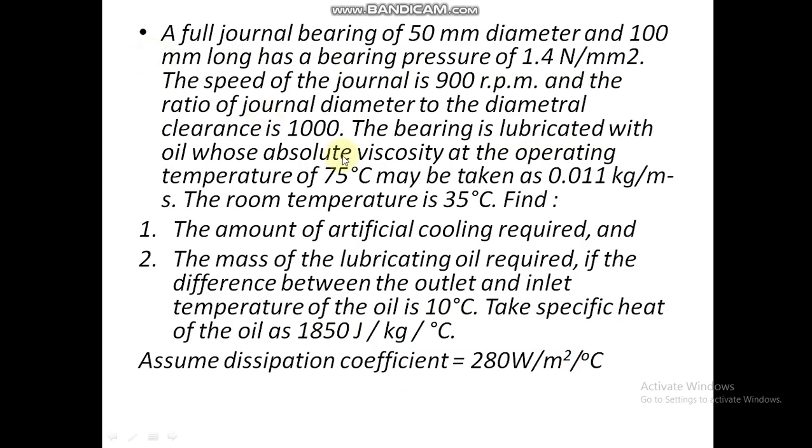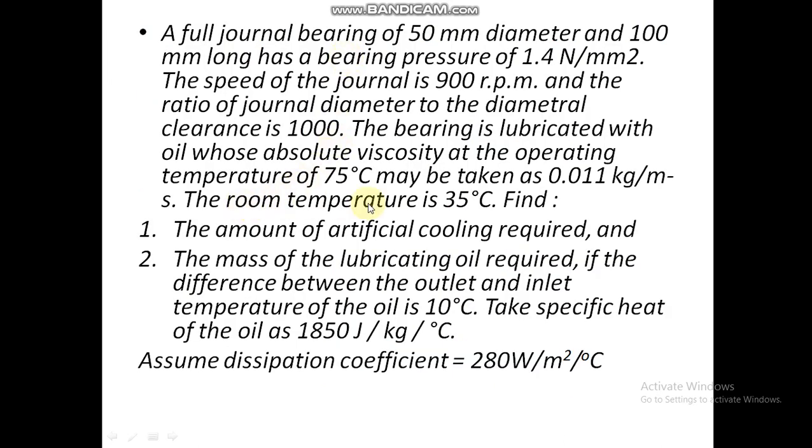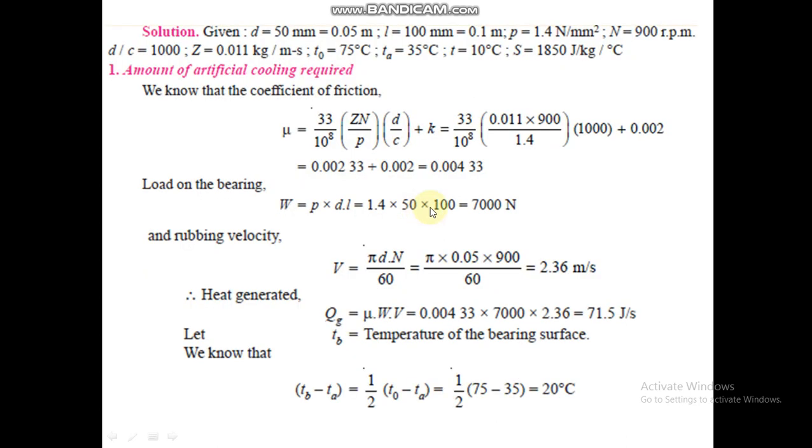Bearing is lubricated with oil whose viscosity at operating temperature of 75 degrees C may be taken as 0.011. So the viscosity is 0.011 and operating temperature To is 75 degrees C. Room temperature is 35, meaning ambient air is 35 degrees C.